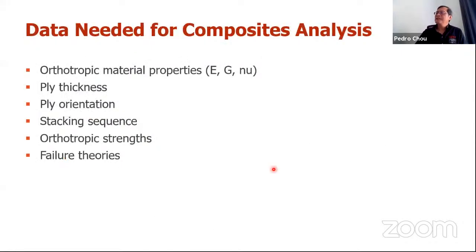So in a composite analysis, what you need are the orthotropic material properties. So each direction would have different properties, and you need to define that. You need to define the ply thickness, the orientation, the stacking sequence, and if you want to calculate a damage or failure criteria, you need to define the orthotropic ultimate strengths, and which failure theory you want to use to calculate the failure indices.